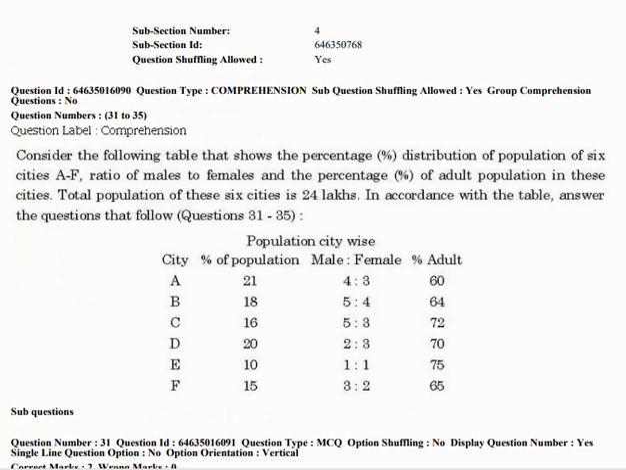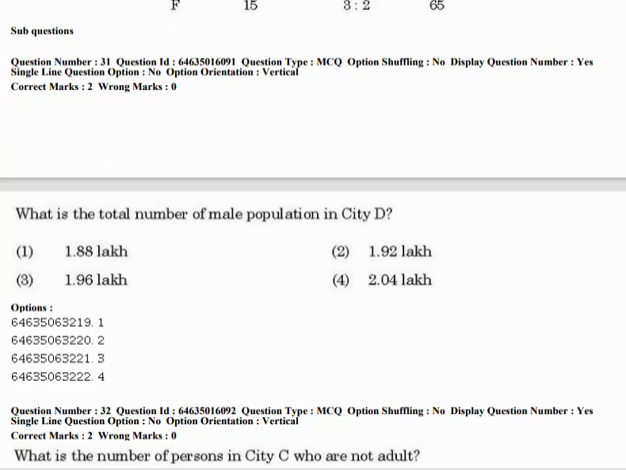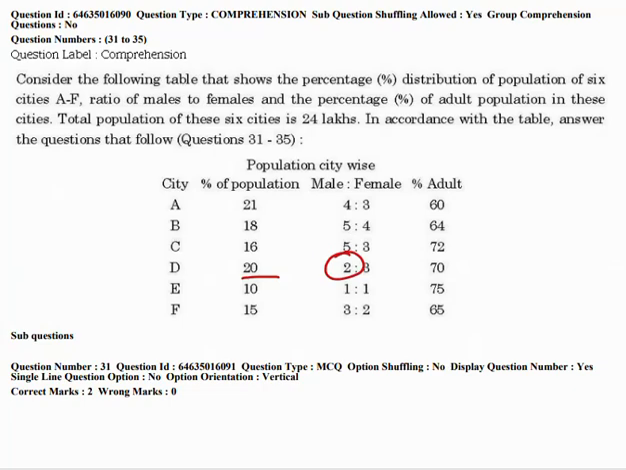डाटा इंटरप्रिटेशन का क्वेश्चन है. डाटा देख लेंगे हम लोग. सिटीज पॉपुलेशन मेल एंड फीमेल का रेशियो दे रखा है और कितने परसेंट एडल्ट है उसमें. इसके अनुसार what is the total number of male population in city D? Total number of male population in city D is 20% of population है. टोटल पॉपुलेशन 24 लाख का है.